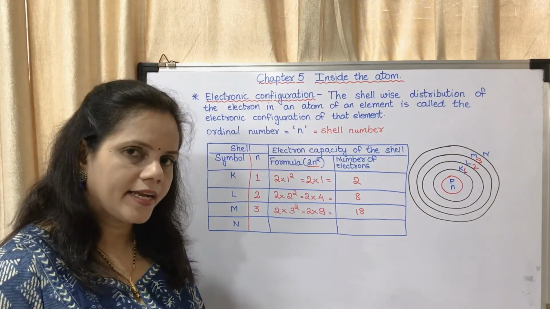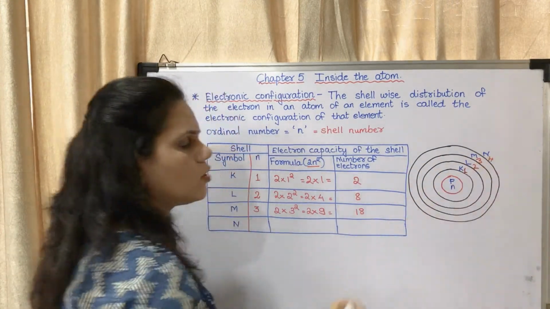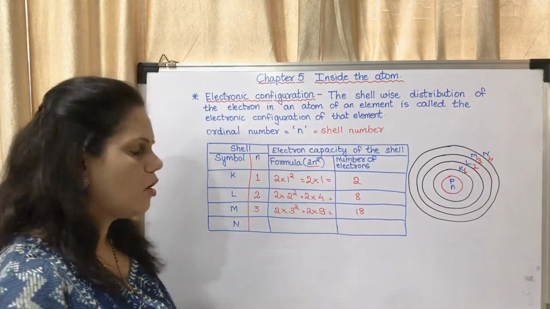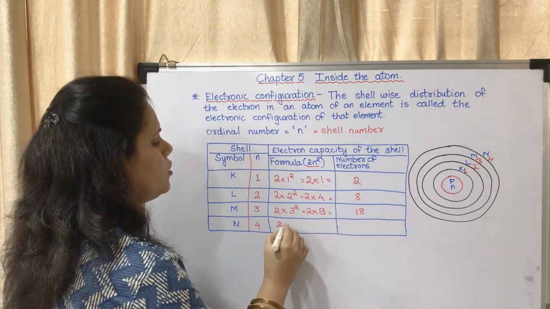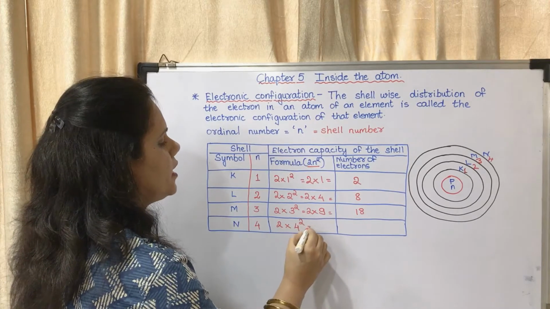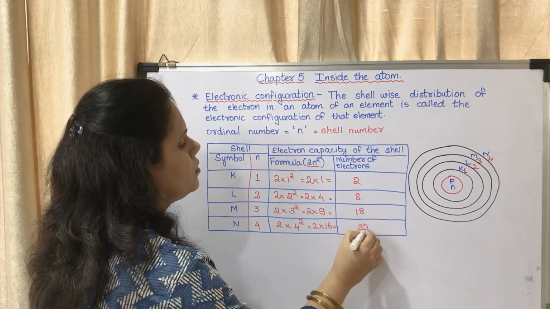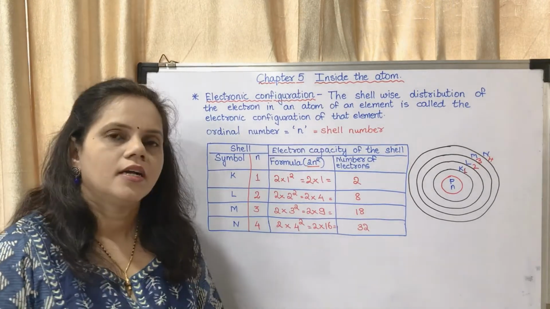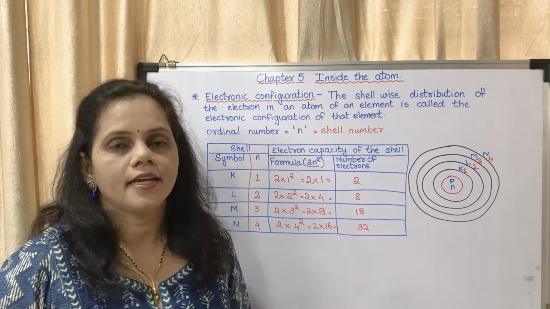It is 18. Now N shell, it is the fourth shell. So the ordinal number is 4. n is equal to 4. So 2 into 4 square, that is 2 into 16, that is equal to 32. So what are the maximum number of electrons which can be accommodated in N shell?